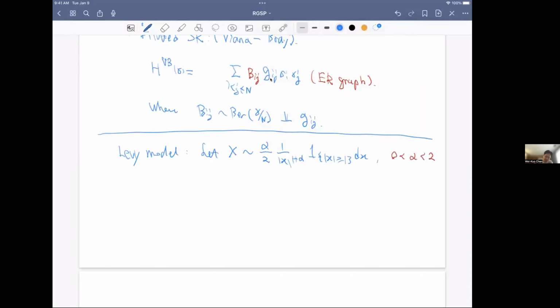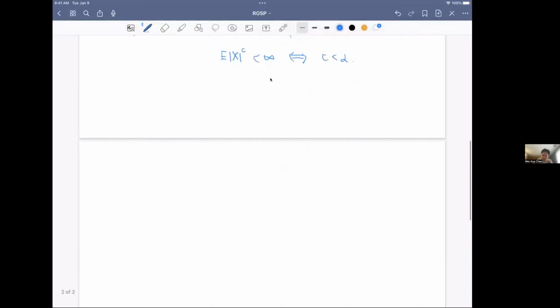Be careful that this random variable is heavy tail, because if you look at the C moment of X, it is going to be finite if and only if C is less than alpha. All right, so this is really heavy tail.